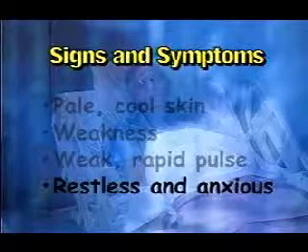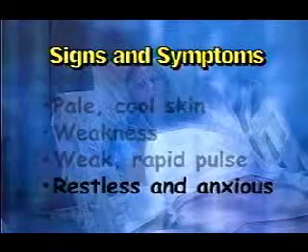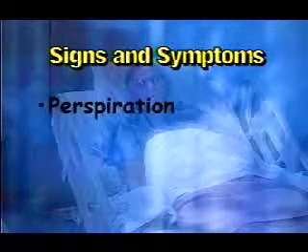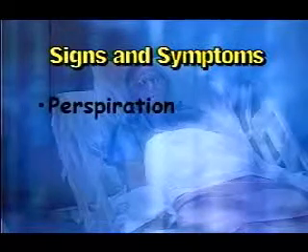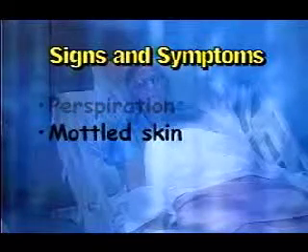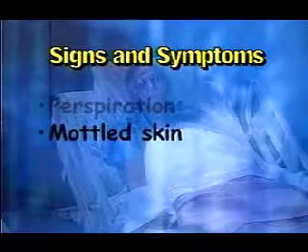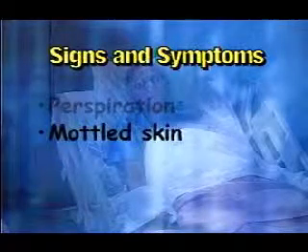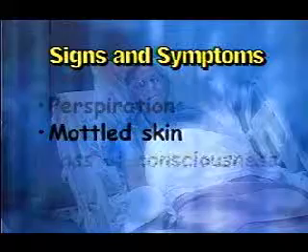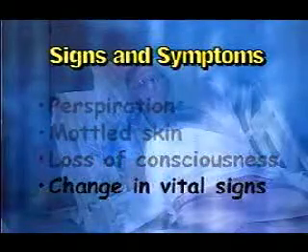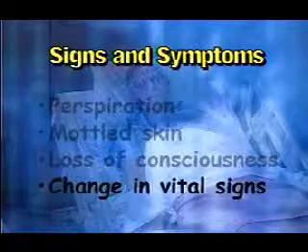restlessness, anxiety, and sometimes a feeling of impending doom. Perspiration can also be a sign. Later signs include mottled skin. Mottling means a reddish purple blotchiness to the skin that indicates an altered circulation. There may be a loss of consciousness and a decrease in blood pressure and temperature.